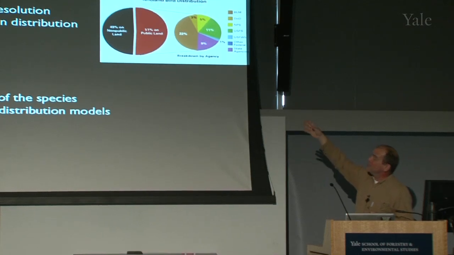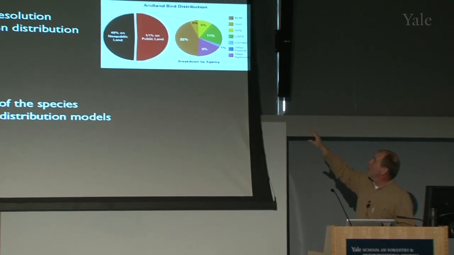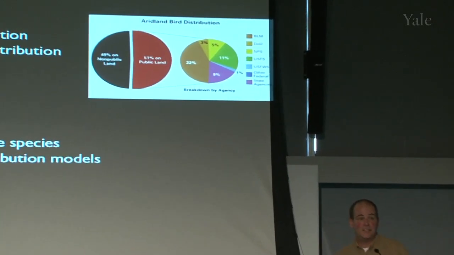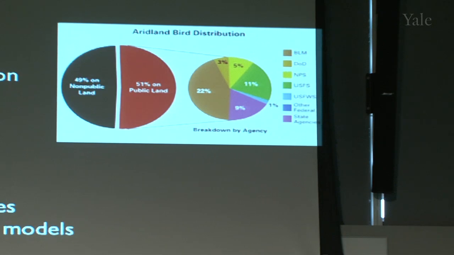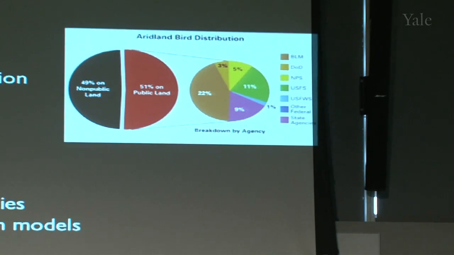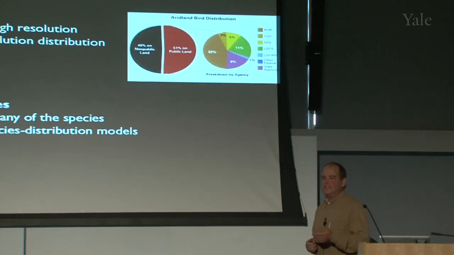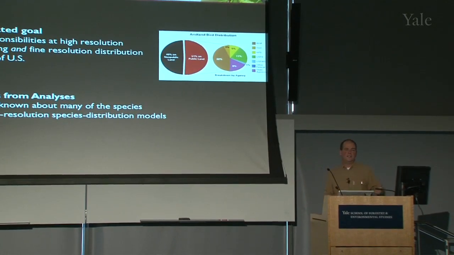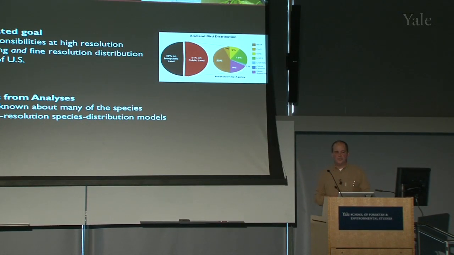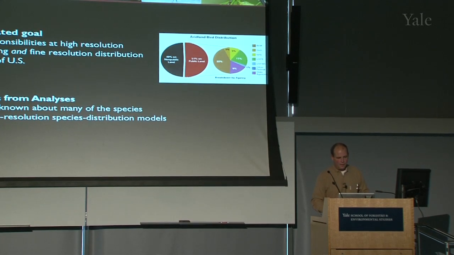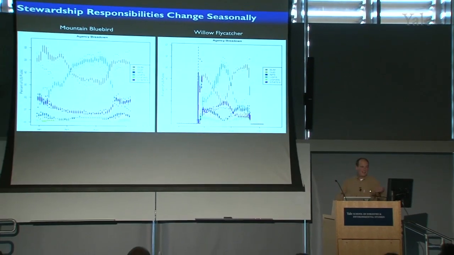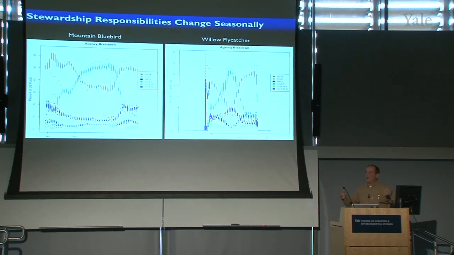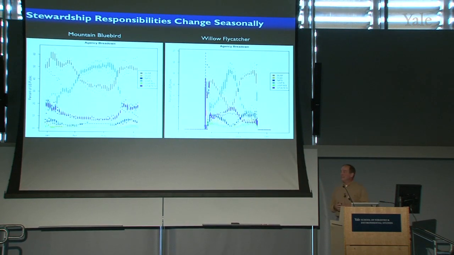Then we can continue to look at that and see that most of those arid land species are actually occurring on Bureau of Land Management lands. So for the first time, we were able to show these agencies, these land managers, which populations of birds, which particular species they are most responsible for. What was most exciting to us was that we were finding, again, because of the temporal aspect of our analysis, the stewardship responsibilities change seasonally.